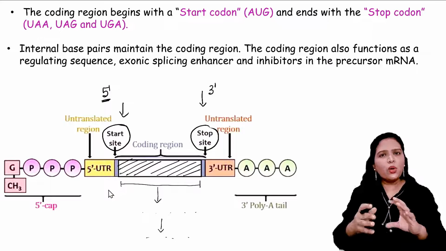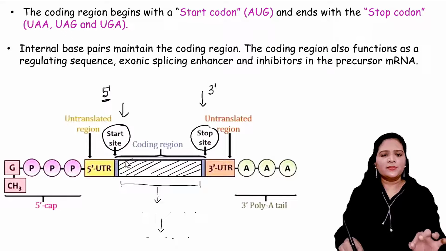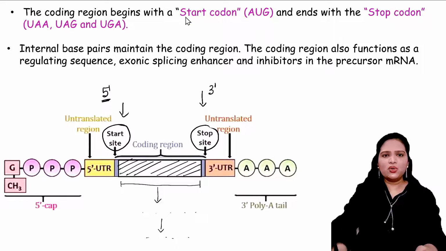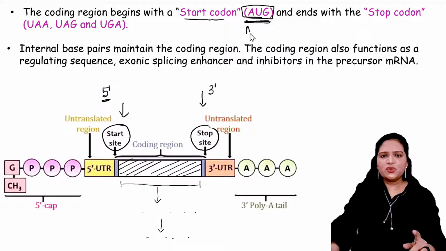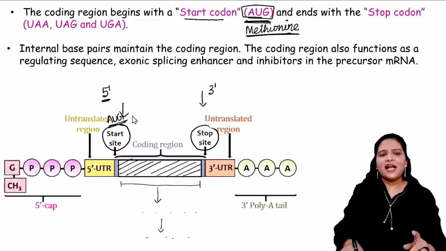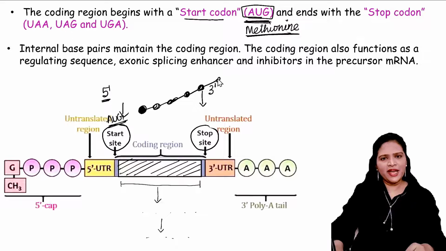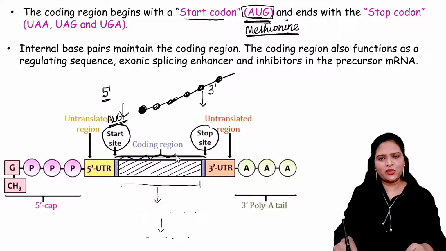In order to code that, there is a specific codon called the start codon. The start codon is always AUG. This is a triplet codon. Always the genetic codes will be triplet, three nucleotides together. AUG codes for methionine. So when AUG is present, the methionine amino acid will be added, and the protein synthesis will be initiated. The amino acids will keep on being added, whatever is coded in this coding region.